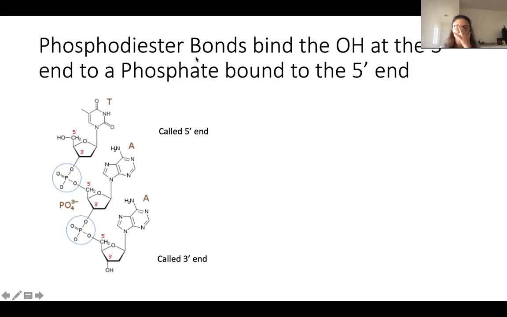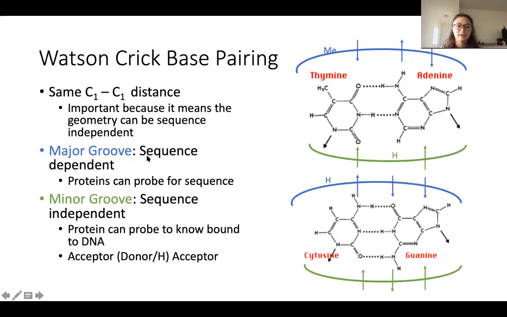I think this is also something you should have really learned in 7013, and be able to recognize. Maybe he might not ask this on this test, but it's pretty important to be able to recognize what the 5' and the 3' ends are.